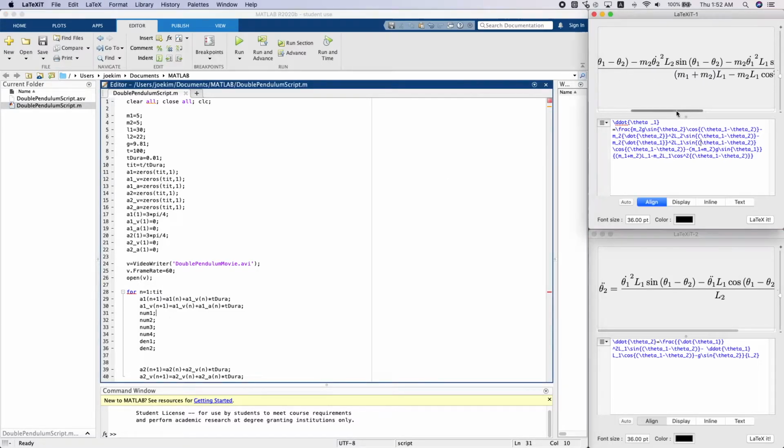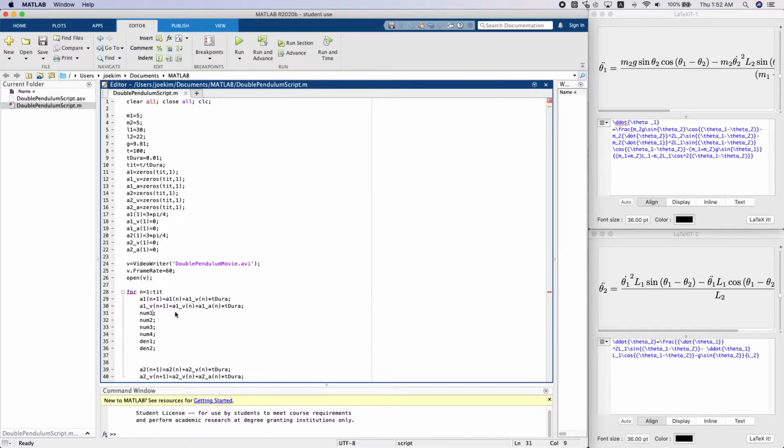Alright, so let's look at numerator 1. Numerator 1 is going to be equal to m2 times g, so look over here, m2 times g times the sine of a2 times the cosine of a1 minus a2. That's the first term.